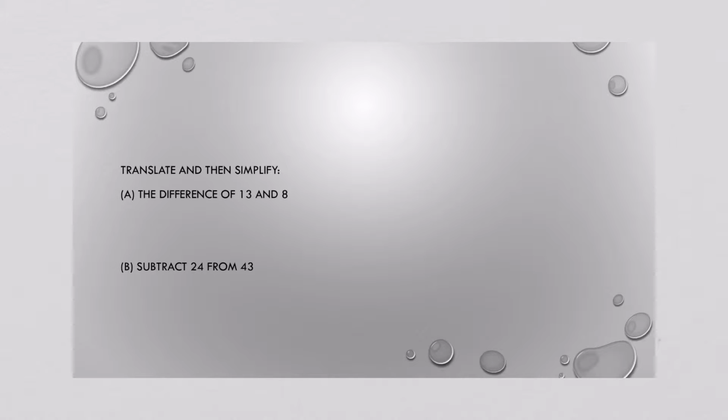Okay, so let's take a look at this. The difference of 13 and 8. Notice it's not one of those that we have to turn around, so we would just write this as 13 minus 8. And what is 13 minus 8? Because it says to simplify right there. 13 minus 8 is 5.